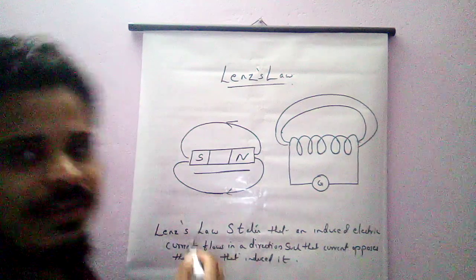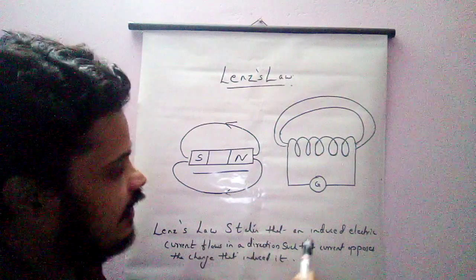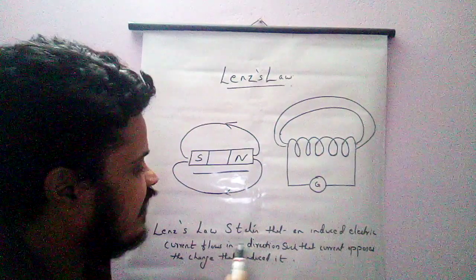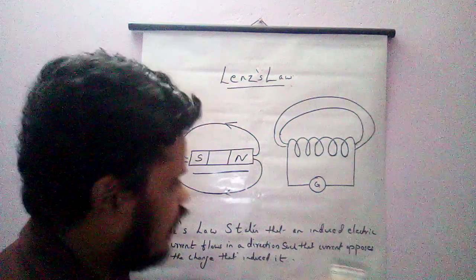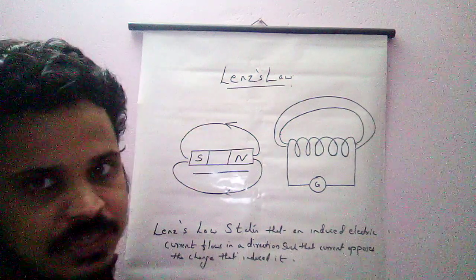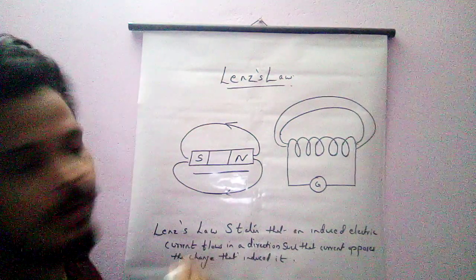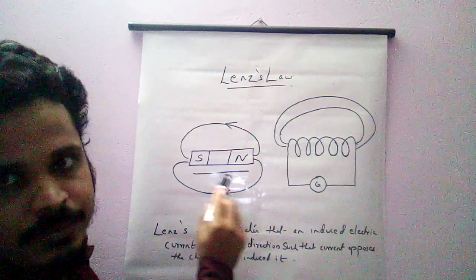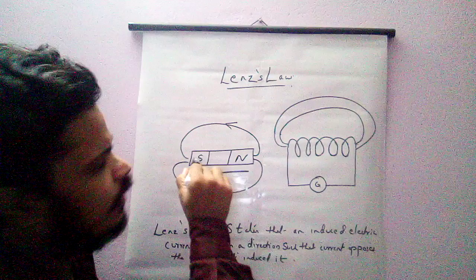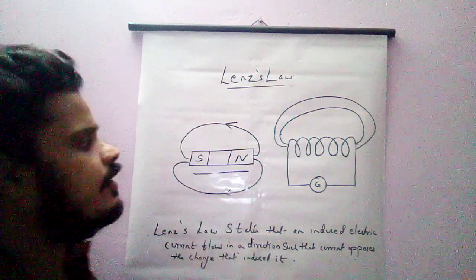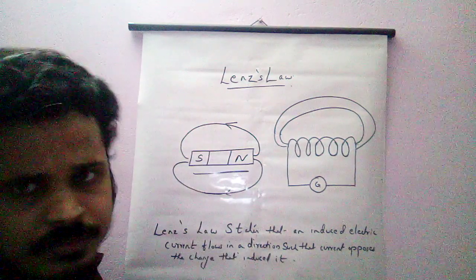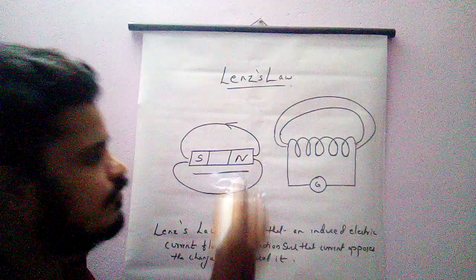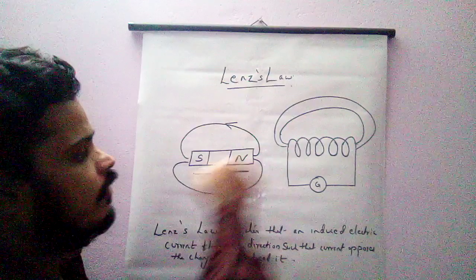As per Lenz's law, it states that an induced electric current flows in a direction such that the current opposes the change that induced it. So what the statement means, see, here we can see a bar magnet. This is the north pole and this is the south pole. As you all know, the magnetic field direction is always from north pole to south pole, so we have already marked that here.